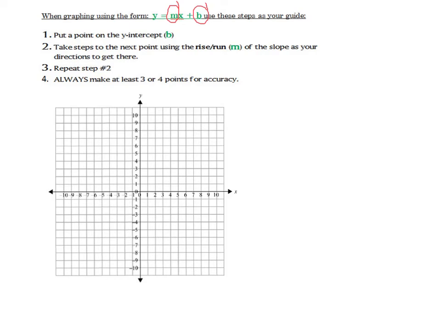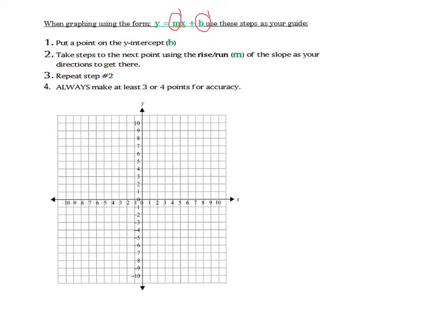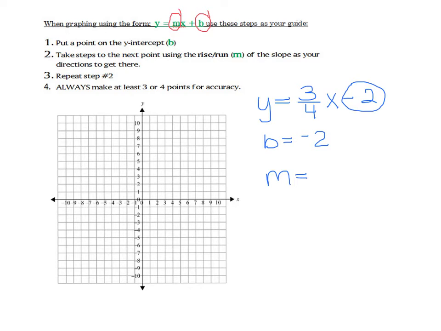Let's do an example. Let's do y equals 3/4 x minus 2. In this equation, my b is equal to -2. It's sitting right here. My slope is sitting in front of the x, and it is equal to 3/4.